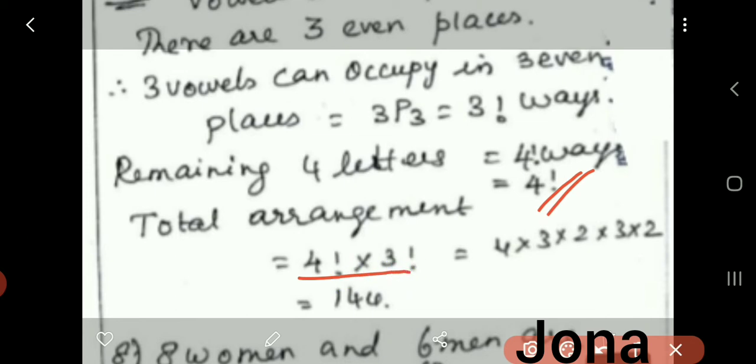That 4 factorial is 4 into 3 into 2 into 1. 3 factorial is 3 into 2 into 1. So no need to put 1 here, simply we put like this. The answer is 144.